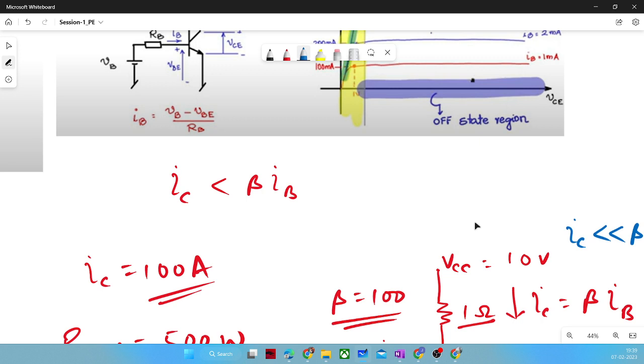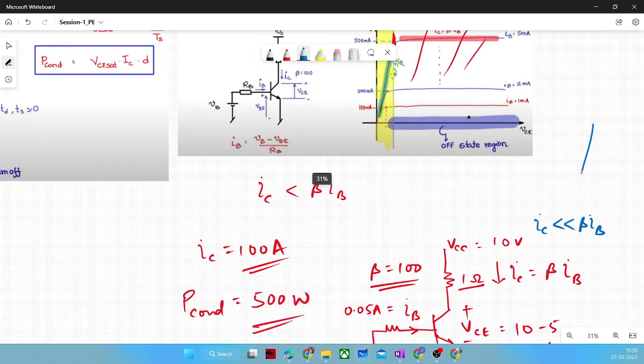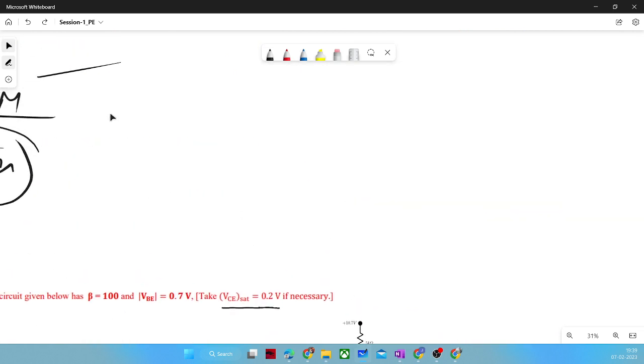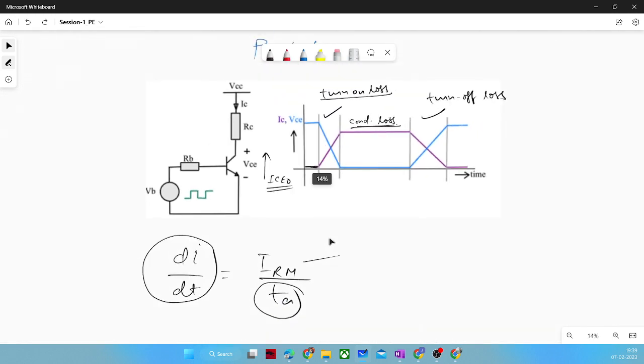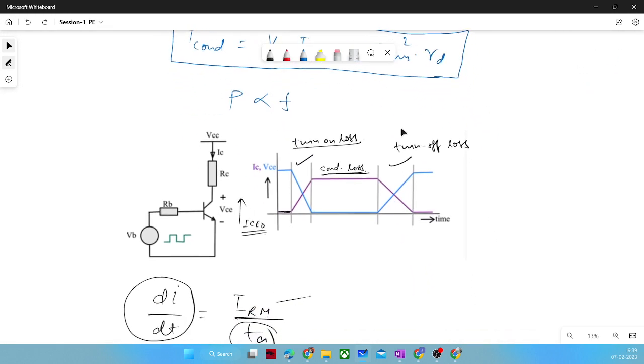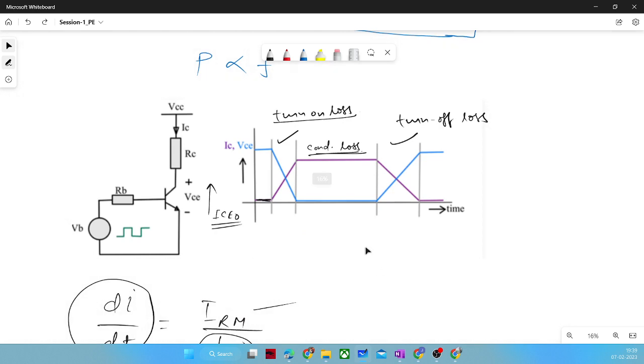If in the problem every period is given, then D you must consider as turn on period divided by total time period. Okay, but show me that picture, the previous one where this equation is there. In this equation, yes, this is the conduction loss. Here is 5 ampere current. When it is conducting, it is drawing 5 ampere current. At that time, we see VCE sat is 0.2 volt.